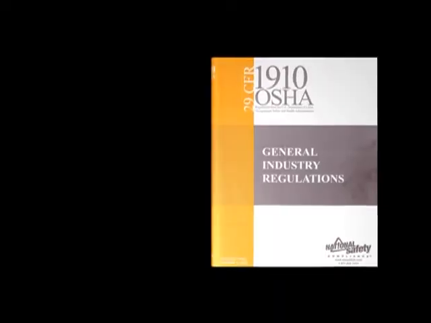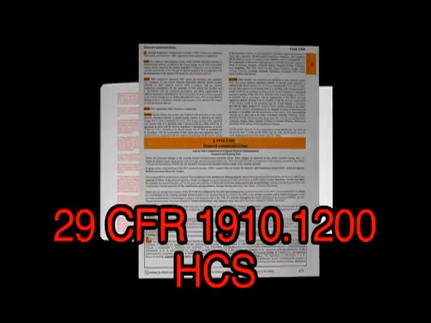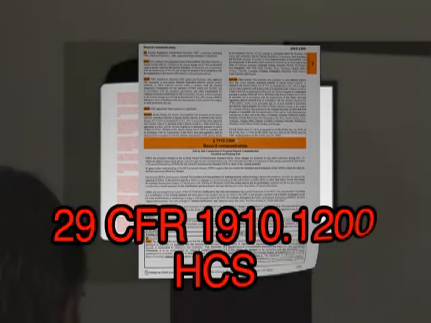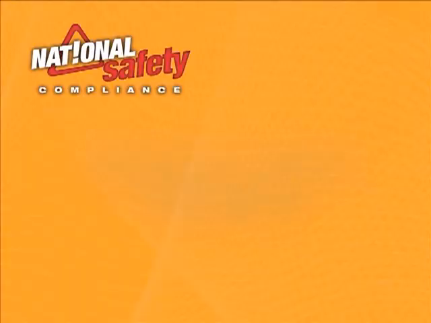Because of this, OSHA created the Hazard Communication Standard, 29 CFR 1910.1200, or HCS, to eliminate potential dangers by ensuring employees have the information necessary to protect themselves and their coworkers while working with and around chemicals. This chemical information is conveyed to employees via labels, signs, and safety data sheets.